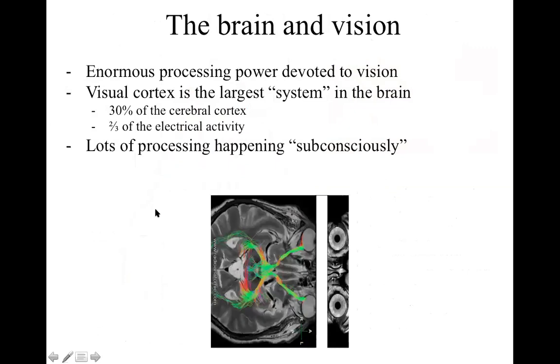Now, what is the connection between brain and vision? The electrical impulses, which are transformed from the light by the photoreceptive cells, cones and rods, are transmitted to the visual cortex through the optic nerve. Now, the visual cortex is responsible for 2/3 of the electrical activity in the brain, and it's like 30% of the cerebral cortex.